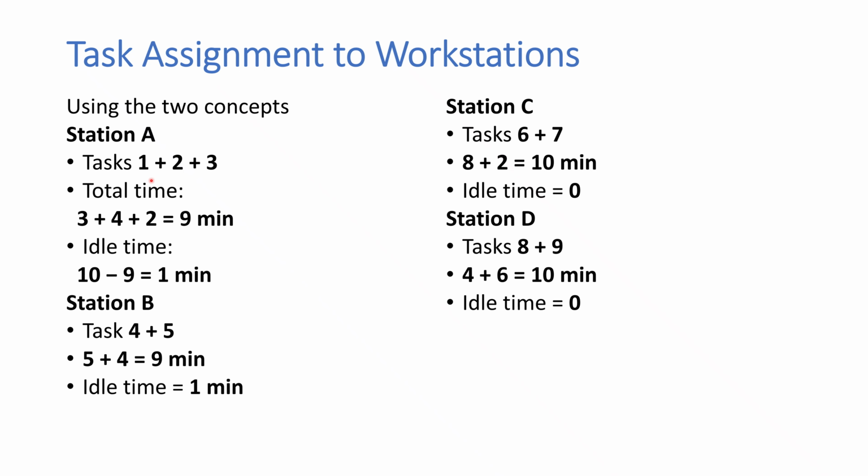That means combining tasks 1, 2 and 3 and making it a single workstation. There may be 3 machines. In workstation B, we are combining 4 and 5. For example, it may be painting and grinding. Those are combined together in a single workstation. Maybe these two are using 2 machines. Then we will get only 1 minute idle time. Then in workstation C, tasks 6 and 7 are combined. In workstation D, tasks 8 and 9 are combined.